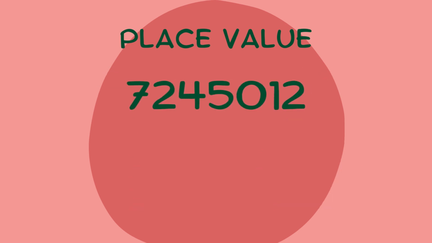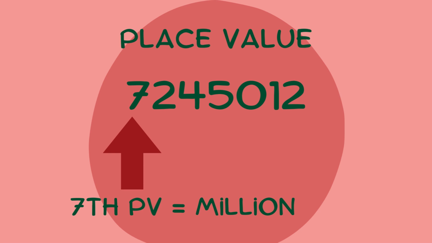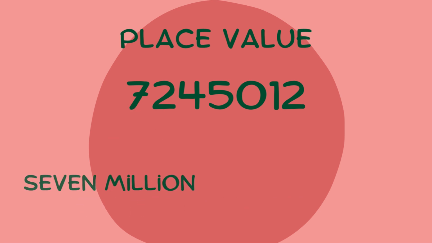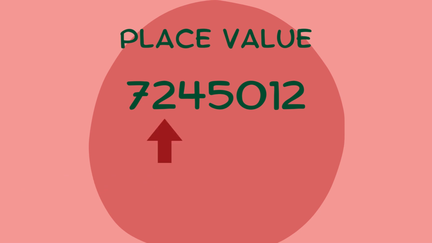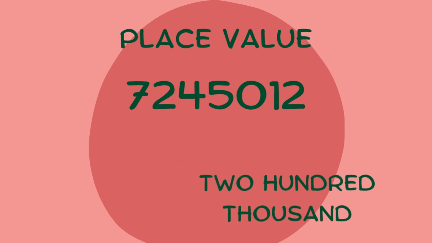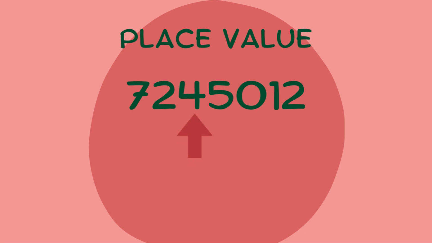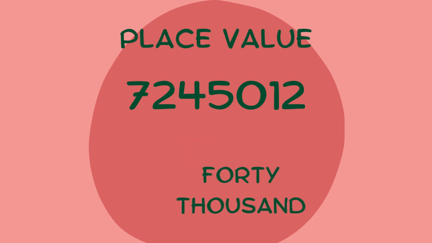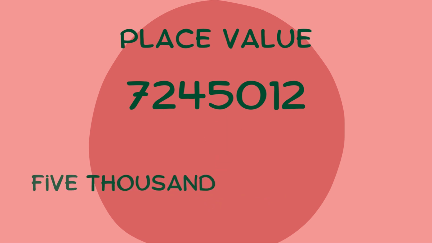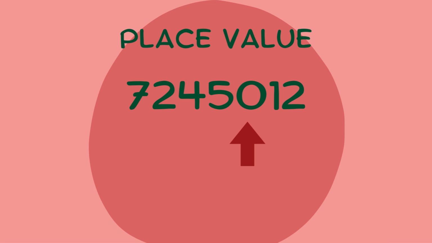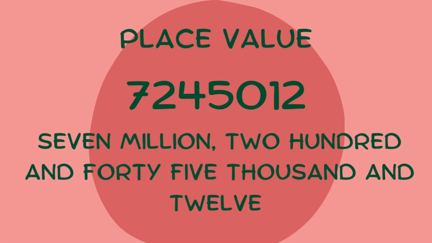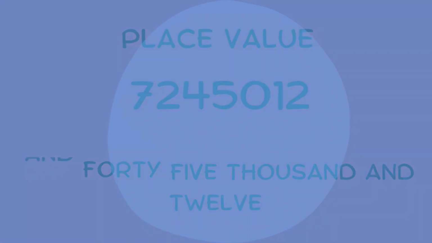Let's look at this number below and see if we can convert it to words. Since it is a 7-digit number, the first digit on the left end must represent the 7th place value, which is millions, meaning that the number is 7 million. Next place value is 100,000, meaning the next part is 200,000. After that, we get 40,000. Next, we have 5 in the 1,000s place, meaning 5,000. Since 0 covers the 100s place, we leave it empty. Finally, we have 1 in tens and 2 in the units. Therefore, our final answer becomes 7,245,012.